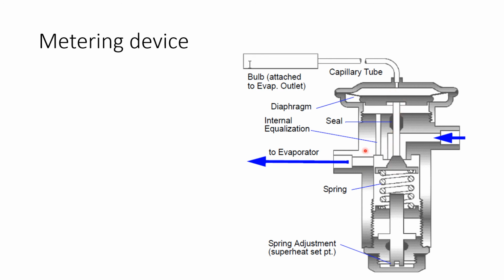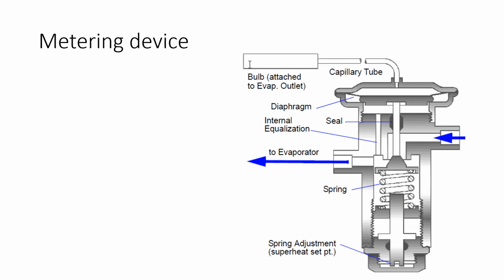Some TXVs will have an external equalization, so there will actually be a port that comes out and goes down here into the suction line. You'll find those types mostly in systems like variable refrigerant flow that have multiple evaporators on them, maybe. So they'll have multiple heads on one condenser. So there's going to be different loads on different evaporators. So it makes it a little bit easier on the TXV to feed the right refrigerant to the right evaporator.